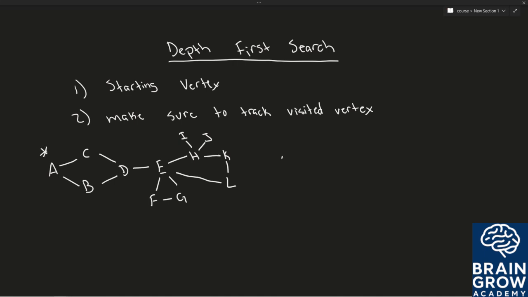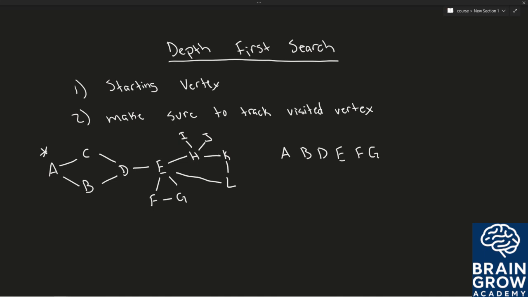So we will go A, and then we can either go to C or to B. We will pick B since it shows up first in the alphabet. So we will go A to B, D, E. From E, we can go to H, L, F, and G. So we'll go F to G, following the same criteria as before with what character shows up first.